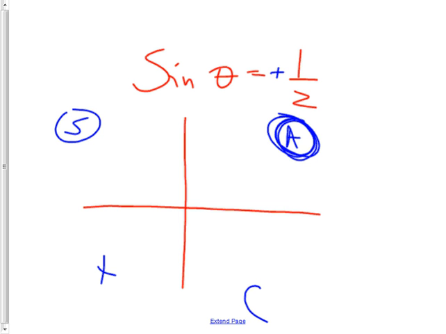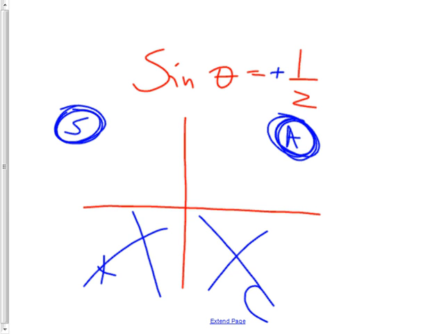All of them are positive here. Sine's positive here. So it can't be there and it can't be there, but it could be here and it could be there. Raise your hand if you had those 2 triangles. Okay, good. Next, what are the answers? Not in degrees, but in radians. Don't say them. Tell the kid sitting next to you.